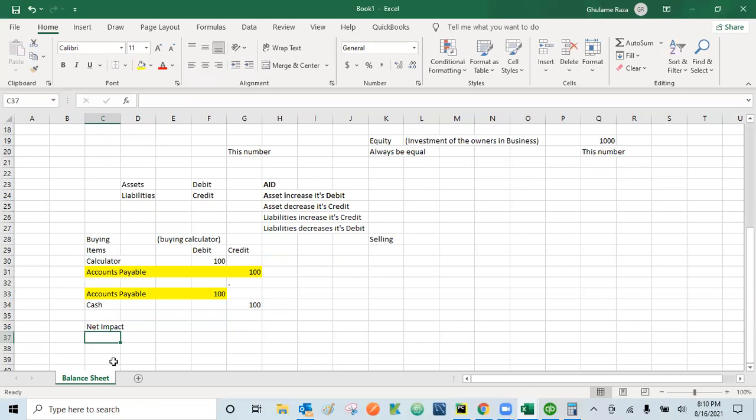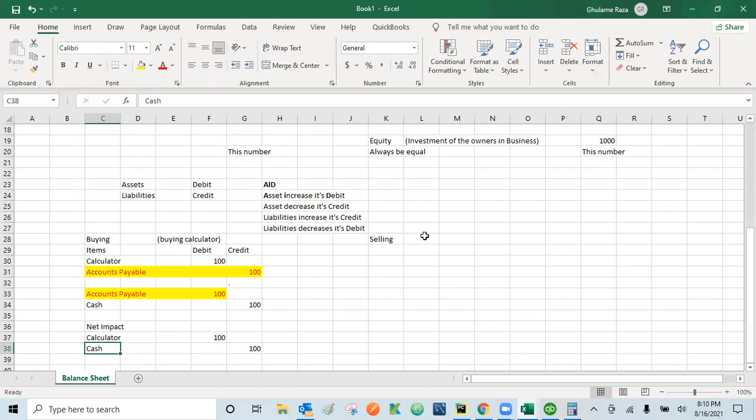So what is the net impact? You have the calculator, $100. The cash is gone by $100. Why? Because these two entries cancel out each other, and you are left with only this entry. Calculator is like you receive the calculator and you give the cash away. So this is the one transaction when you are buying the calculator.